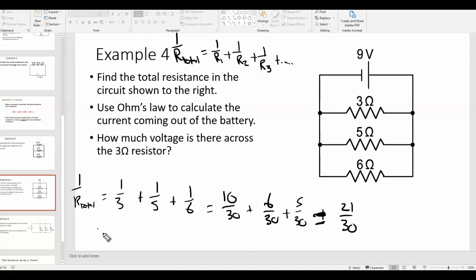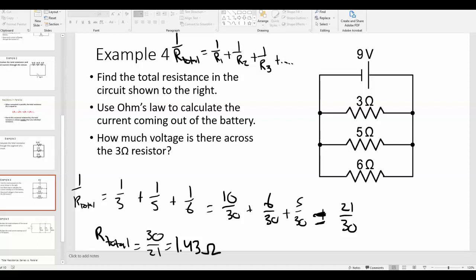And that's equal to 1 over R total. And so to get R total, I just need to flip that and get 30 over 21. Okay, and so if you did it in the calculator, if you did not do fractions like I did, then you should get 1.43 ohms as the total resistance. Sometimes you're going to get decimal answers, and that's okay. So that is the total resistance of the circuit.